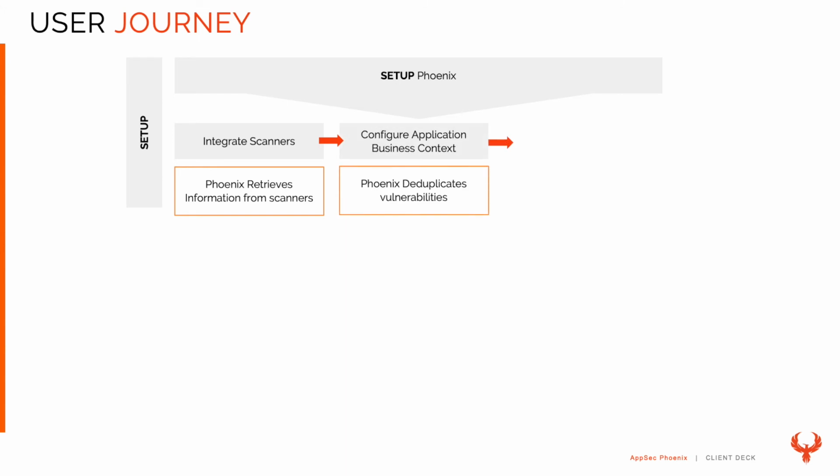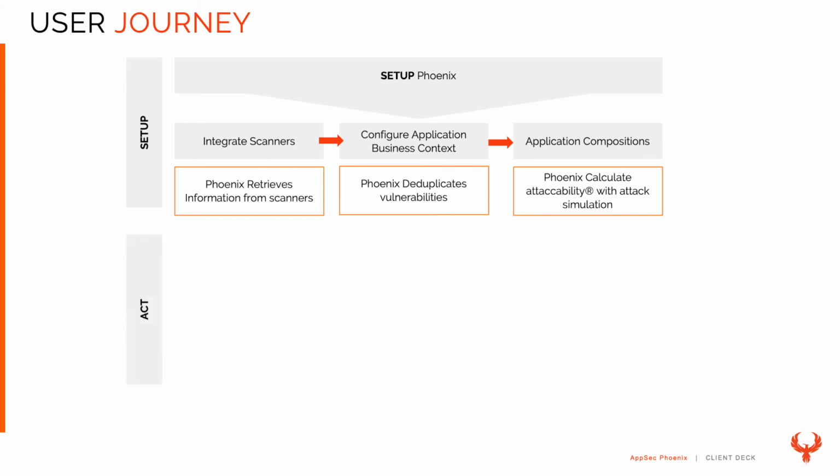After that, you configure the application and how they are composed. So which are the components that form an application? A website, an API, a bunch of repositories, and so on and so forth. With Phoenix, we deduplicate all the vulnerabilities that come from different scanners or from the same scanner. And then at the end, we create an intelligence based on the application composition and on the components that you told us were external or internal. And we calculate and generate the attack surface and how vulnerable your application is based on it.